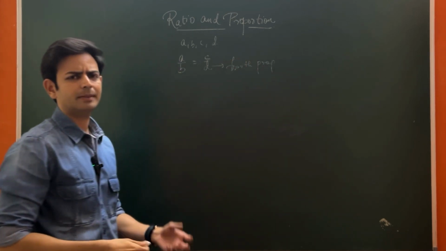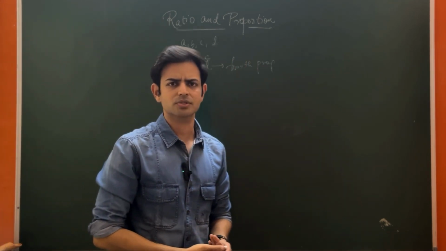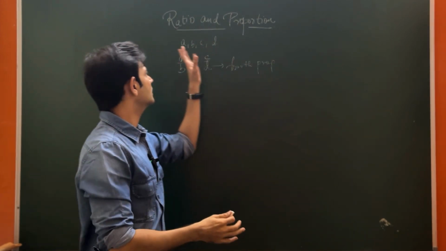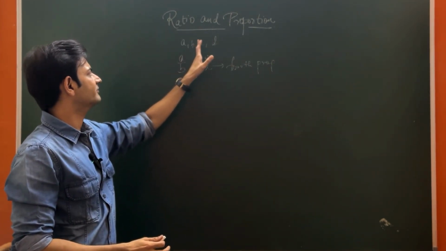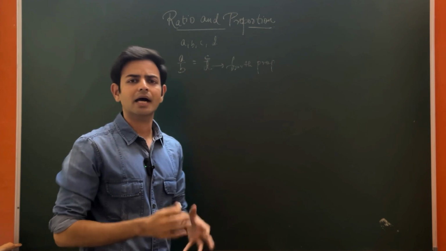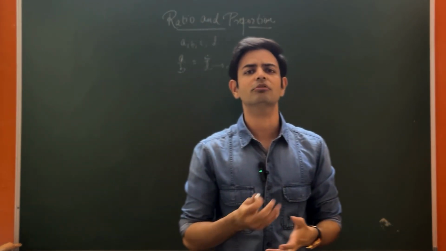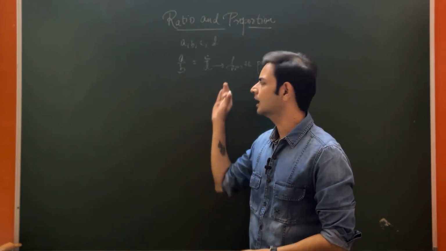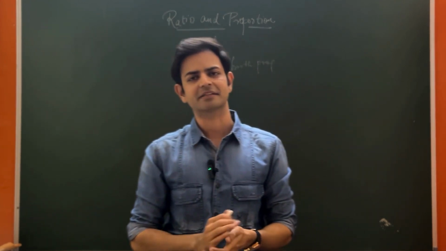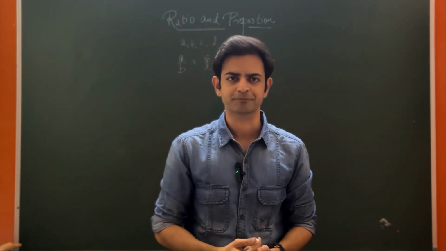So in exam, maybe 1 markers or MCQ type questions, you can be asked if 15, 25, 30 and D are in proportion, find the value of the fourth proportional. So using this formula, you can directly put the values and find the value of the fourth proportional.